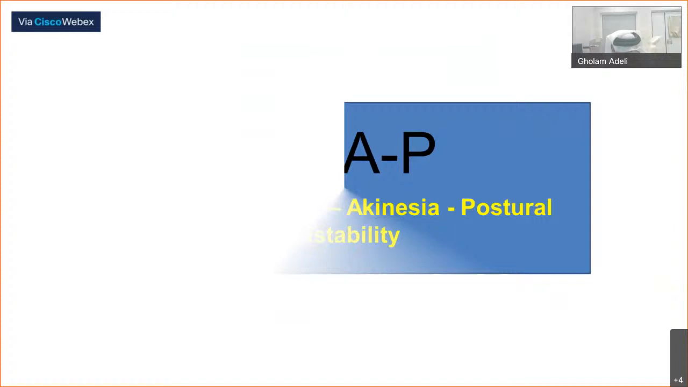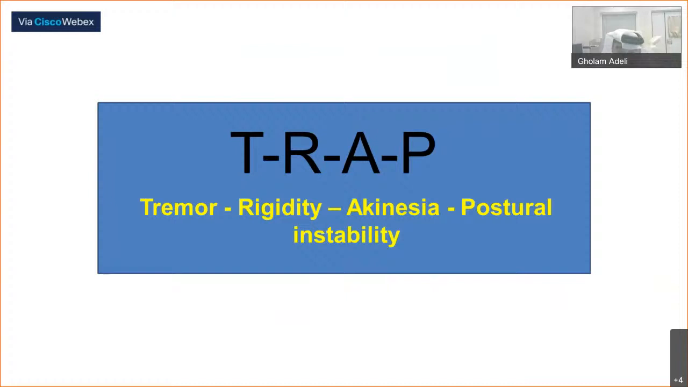We go to the mnemonic for Parkinson disease. I use TRAP. Why do I like this mnemonic? Because postural instability is the end. Always when I tell the students or the residents, if somebody comes with postural instability, falling from the beginning, think of an alternative diagnosis rather than Parkinson disease, because the prognosis and the management are all totally different. So T stands for tremor, R for rigidity, A for akinesia, a paucity of movement, and P for postural instability.